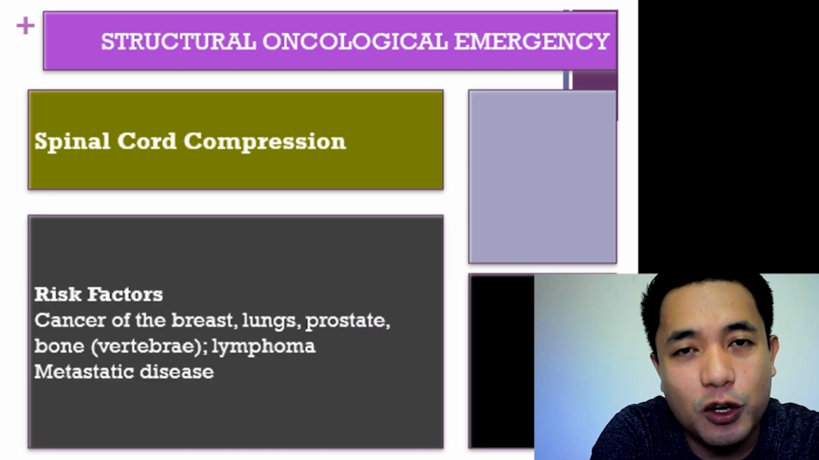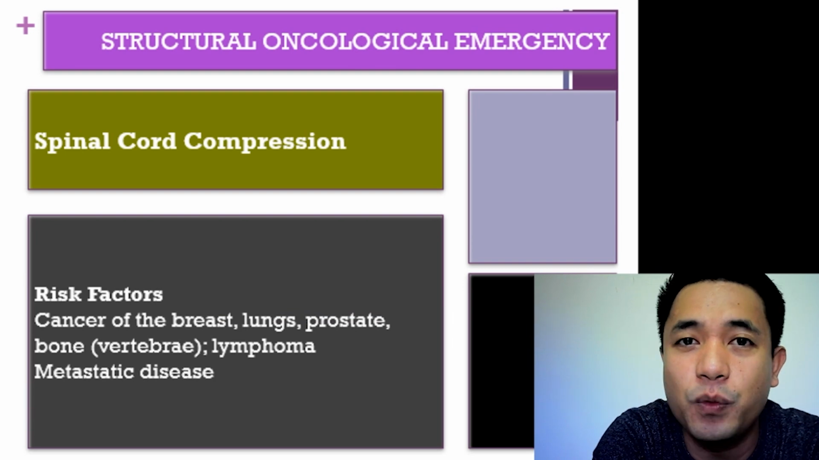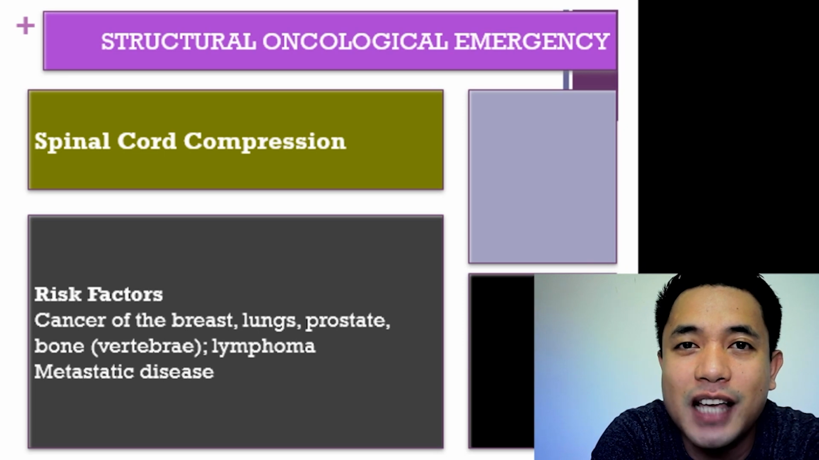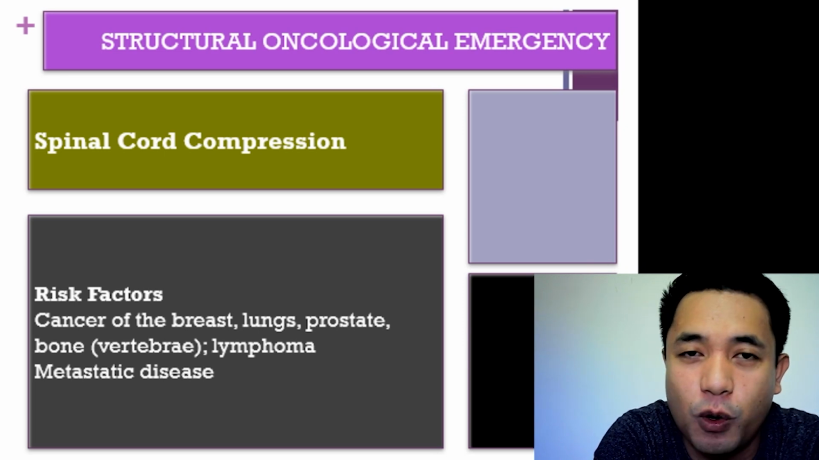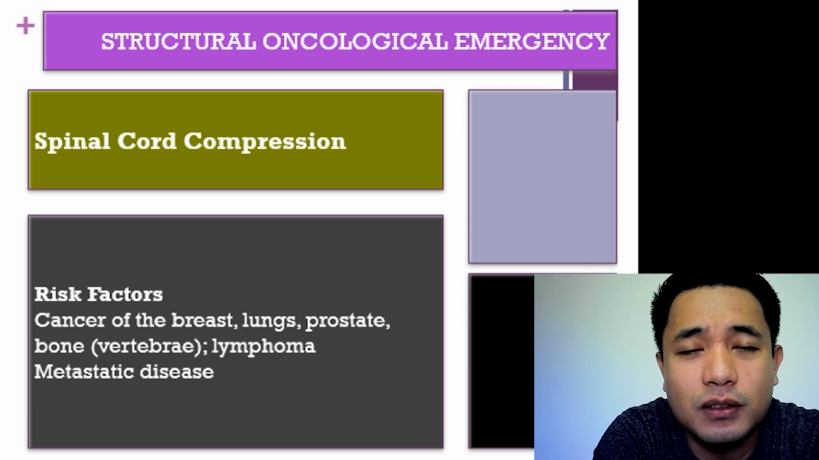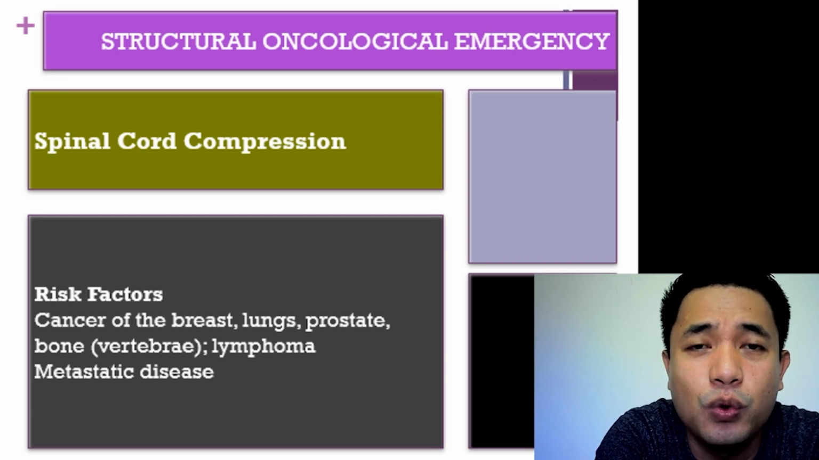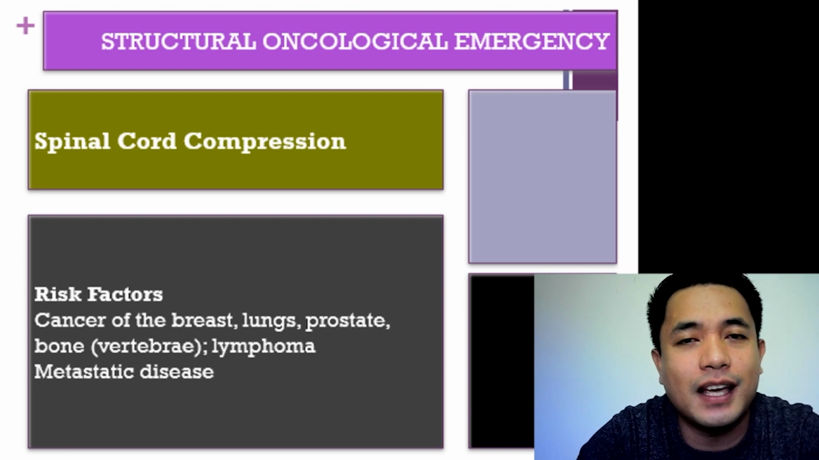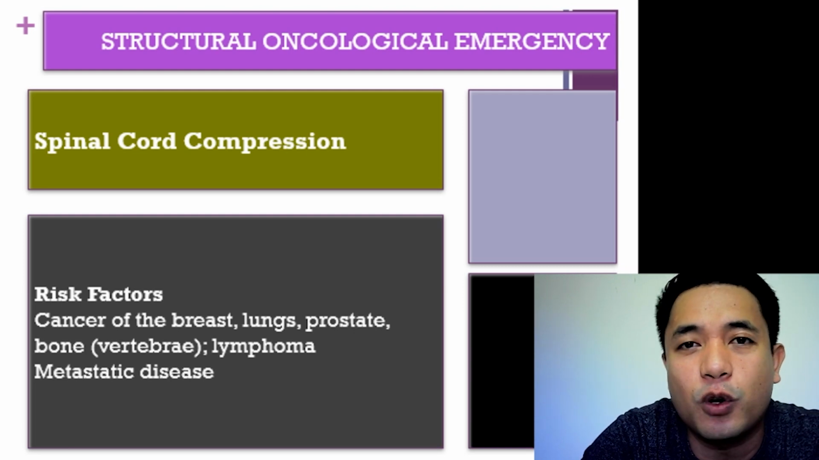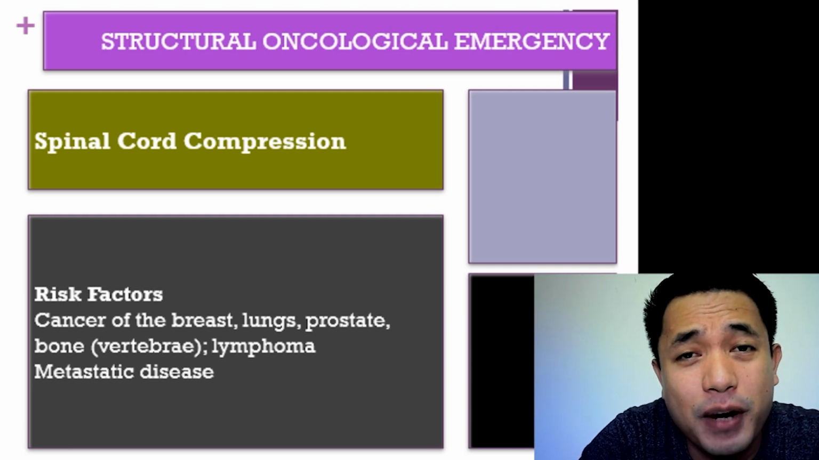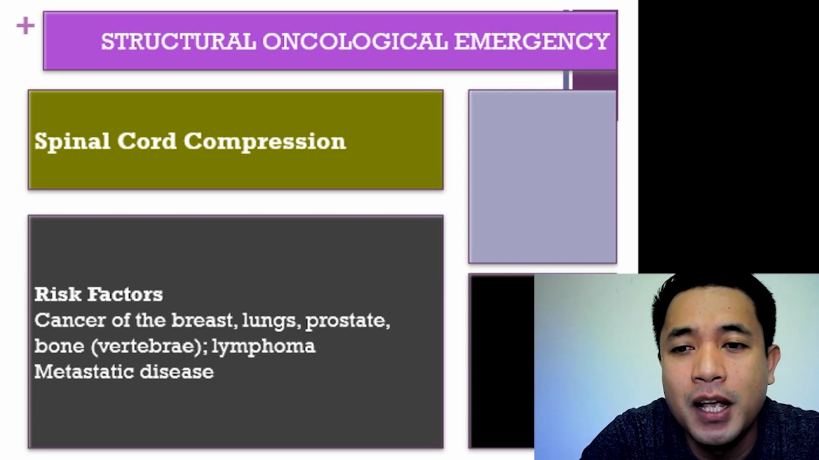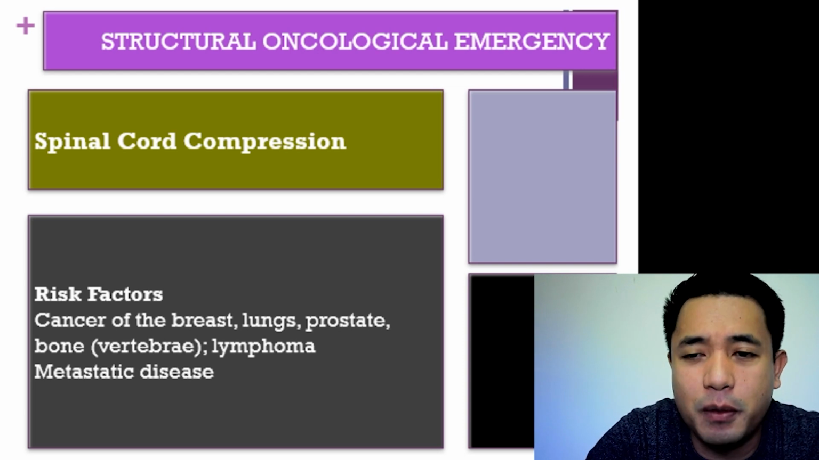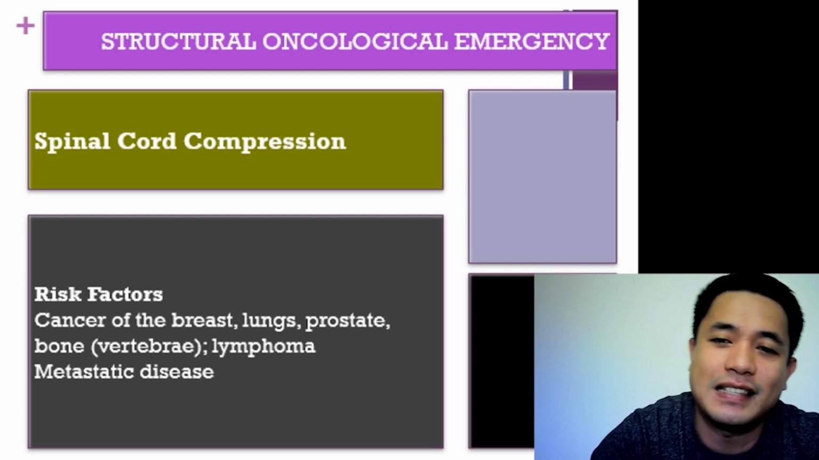The last structural oncological emergency will be spinal cord compression. It is said that the tumor is able to cause compression of the spinal cord, more so if the cancer has progressed into other parts of the body, such as the spinal column. So in this case, the risk factors associated with spinal cord compression may include cancer of the breast, especially if it has metastasized, lungs, prostate, or of the bone itself involving the vertebrae, lymphoma, and metastatic disease.